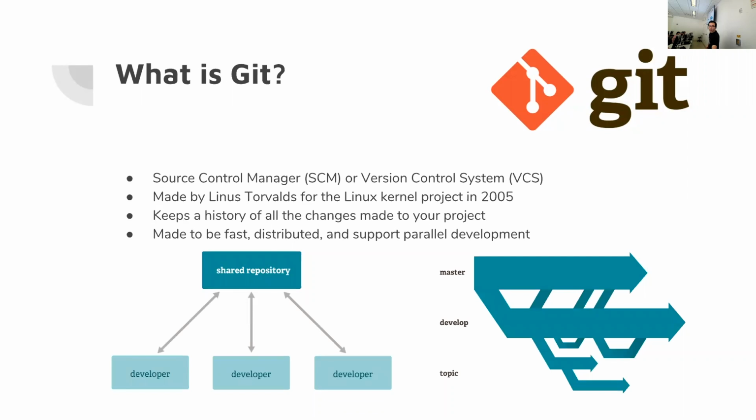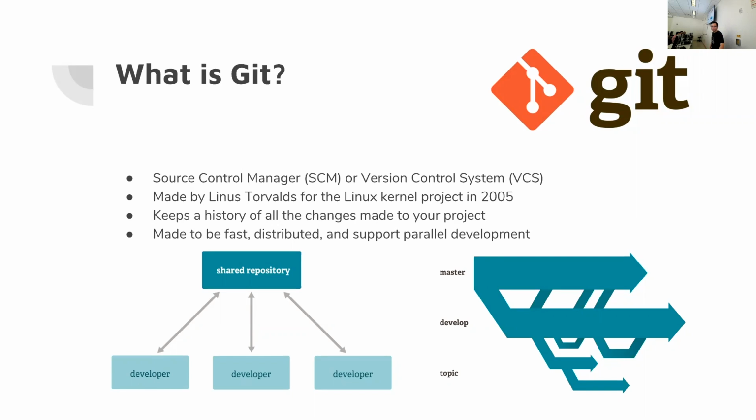All right, so first up, what is Git? Git is what we call a source control manager, SCM, or VCS, version control system. They basically mean the same thing, but the gist of it is that it will control your source code for you and keep a history of all the changes you've made to your project. A little trivia: it was made by Linus Torvalds for the Linux kernel project back in 2005. It was made specifically to be fast, distributed, and support parallel development.